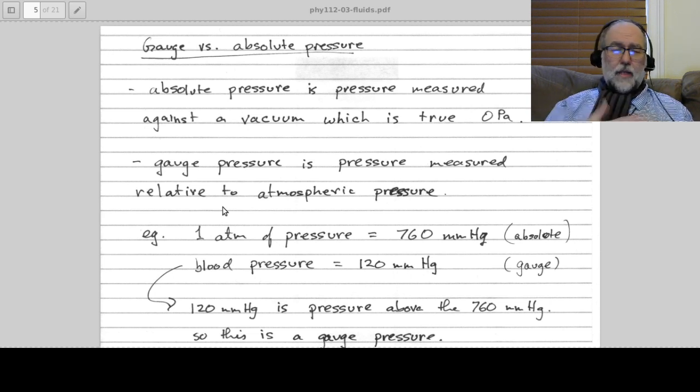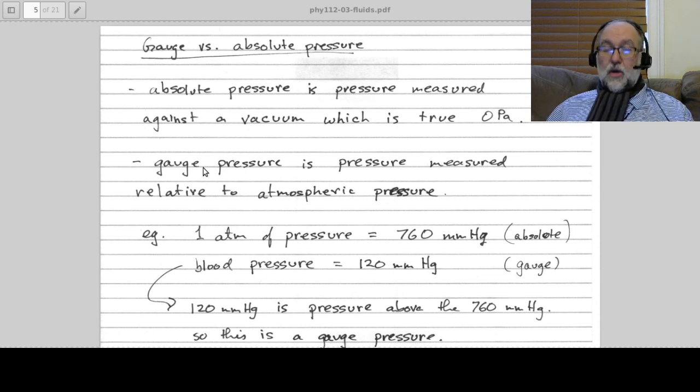So the tires in my car, I don't know what it is in kilopascals, but I have to put 33 pounds per square inch pressure in my tires. That's 33 pounds per square inch above atmospheric pressure. You could actually be below atmospheric pressure. Like if you siphon a little bit of air out of a container, there might still be some air in the container and it'll be less. In that case, the gauge pressure can actually be negative, because it's a little less than atmospheric pressure.